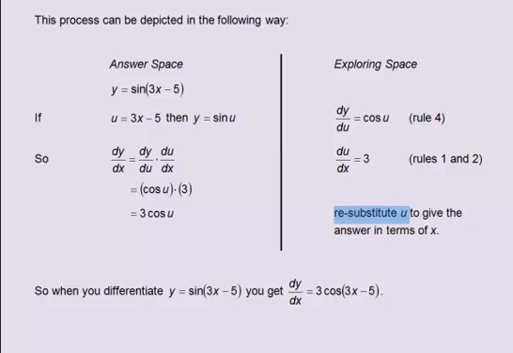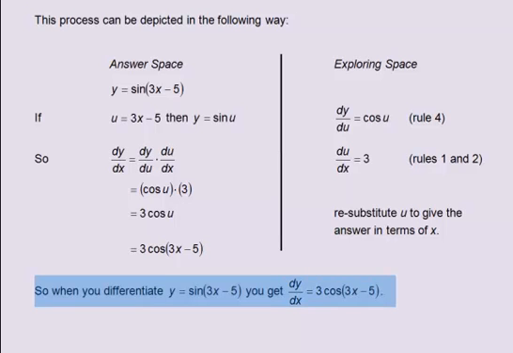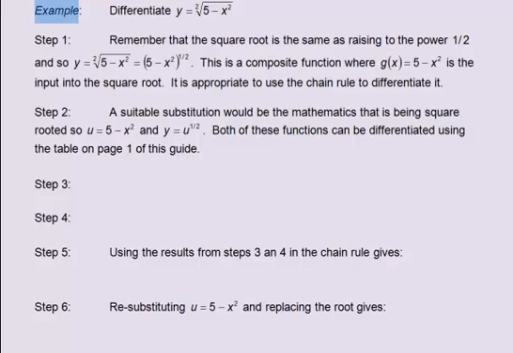Resubstitute u to give the answer in terms of x. So dy by dx equals 3 cos 3x minus 5. So when you differentiate y equals sine of 3x minus 5, you get dy by dx equals 3 cos 3x minus 5. Example. Differentiate y equals the square root of 5 minus x squared.